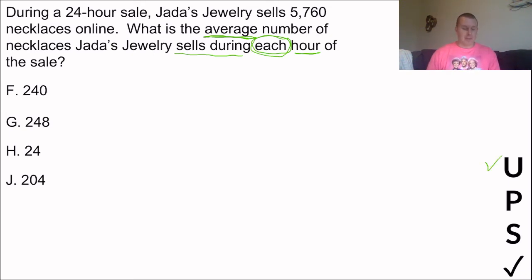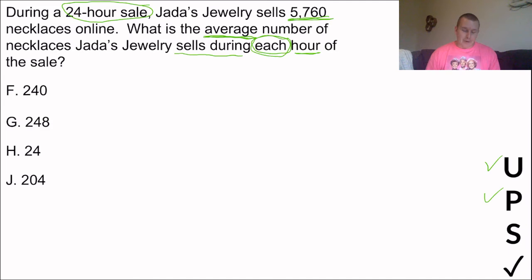Now let's go back and prepare the passage. During a 24-hour sale, so that's like a whole day, 24-hour sale, you gotta love when those happen. Jada's Jewelry sells 5,760 necklaces online. What is the average number of necklaces Jada Jewelry sells during each hour of this sale? So we prepared the passage. We understand what it's asking us to do now. Now we're going to solve.